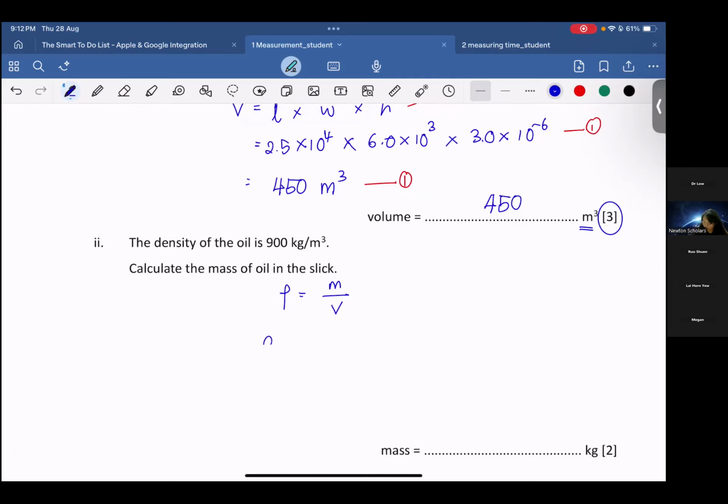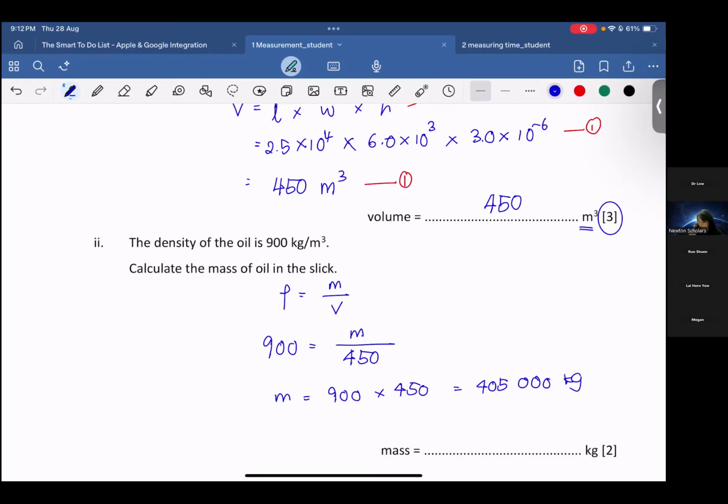Okay, so density is 900, the mass we don't know. Then the volume is 450. The mass should be 900 times 450. So your answer is 405,000 kg. Check which part you made a mistake. It should be 405,000, 900 times 450. 450 is the volume that we calculated just now.